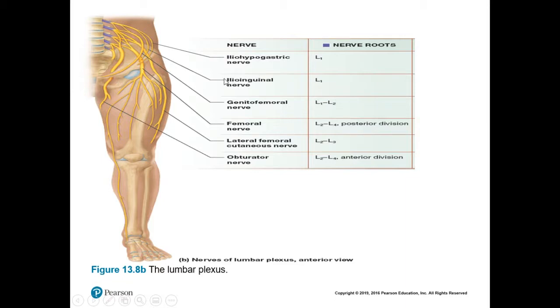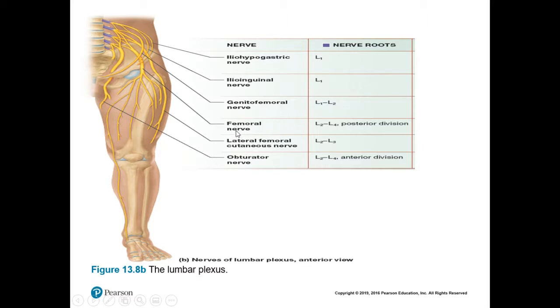Next is the ilioinguinal, right? Ilio is pelvic, inguinal is down lower into the groin region right here, right? So that's the division right there. L1 is the origin, right? So this division controls other pelvic regions as well as groin regions. The genitofemoral nerve. So genito refers to the genitals, to reproductive structures, and then femoral refers to the femur, if you will, so the leg. So two major divisions to that one.